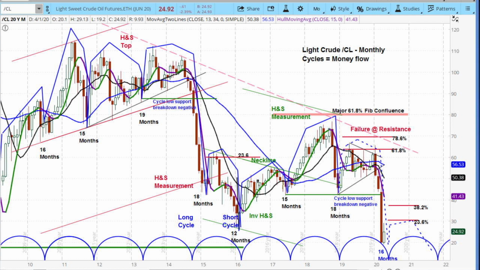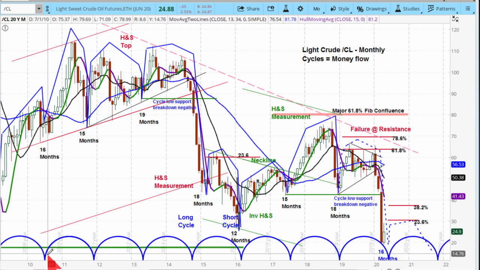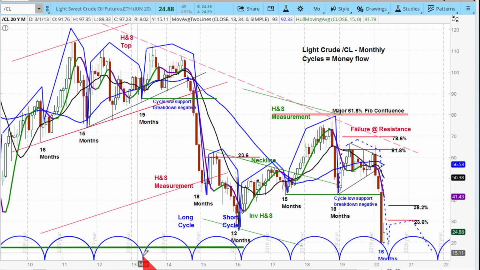Wow, what a chart. Is that amazing? Well, what's on this chart? Well, it is all the way back to 2009, so it's about a 12-year look at crude oil. I want you to see there are repeating patterns in here that are crystal clear in these cyclical patterns. Some of them are a little bit off, but that's the principle of variance.